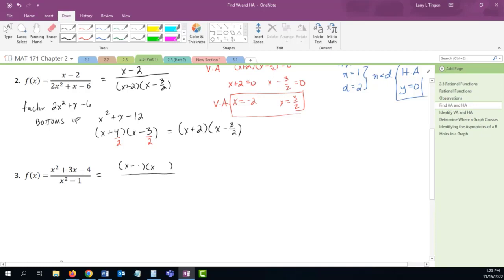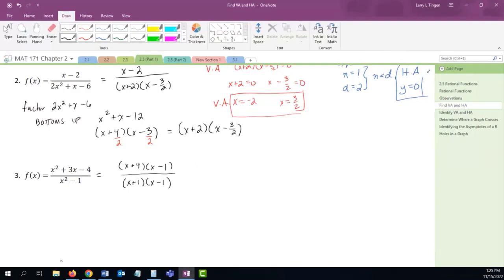Multiply to negative 4 but add to 3: 4 and negative 1. All right. And in the denominator, this is the difference of perfect squares. X squared minus 1 breaks down into x plus 1 times x minus 1. All right.